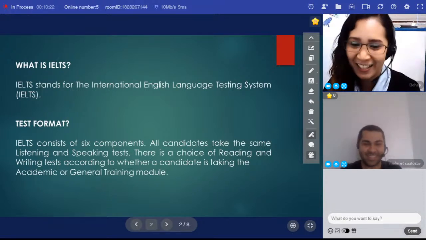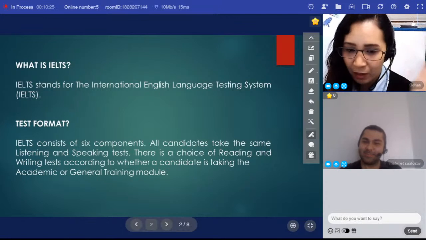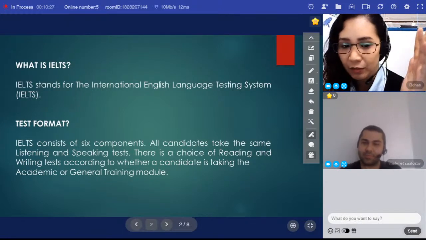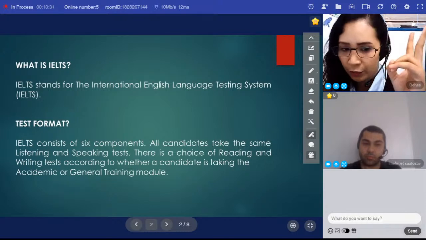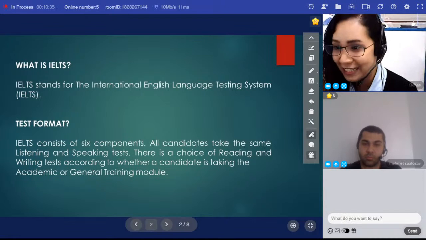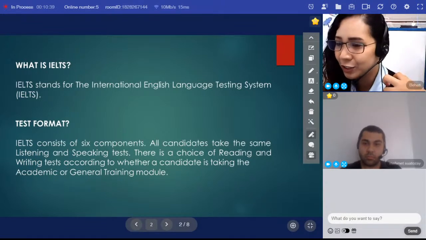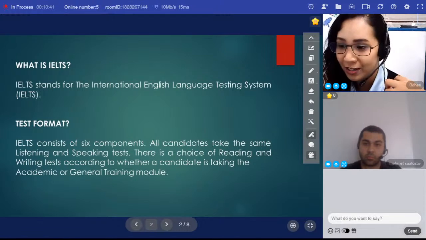Well, actually, there are only 2 kinds. We have the academic module and the general training module. So if you're asking about the difference between the two, it really depends on the purpose why you're taking the test. The teachers couldn't really decide which kind of module you have to choose. You have to decide it yourself.